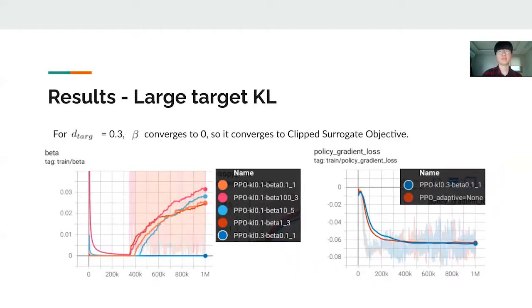Finally, we found that a large target KL value causes the regression of accuracy. Since the target KL value is bigger than the real value, beta always decays in the iterations. The value does not recover from 0 when the target KL is 0.03, so the KL penalty term becomes meaningless. As a result, its loss function converges to the same value as the clipped surrogate objective.